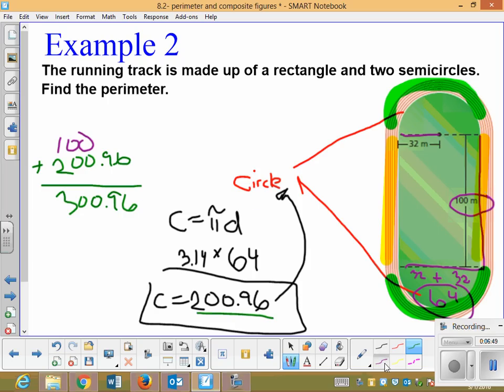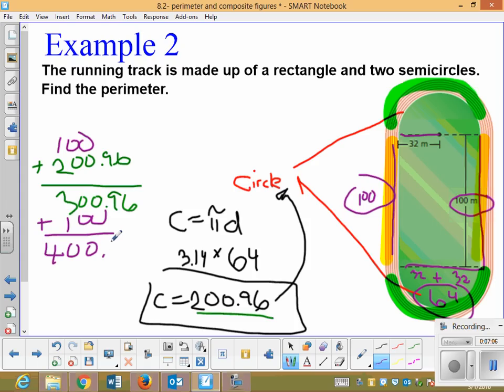Now, what I do notice though is I left out one more thing. We do have two sides of this purple line. I've only added one of the 100. We need another 100, so let me include that 100 again because there are two 100s right there. The final total is going to be 400.96. So that would be my final answer for the perimeter. You add the 100 here, 100 here. Our green circles are going to be 200.96.